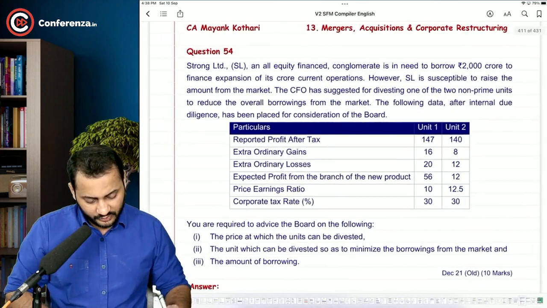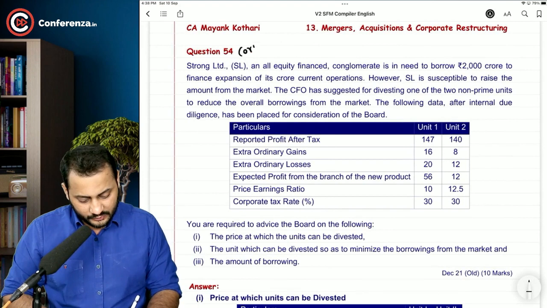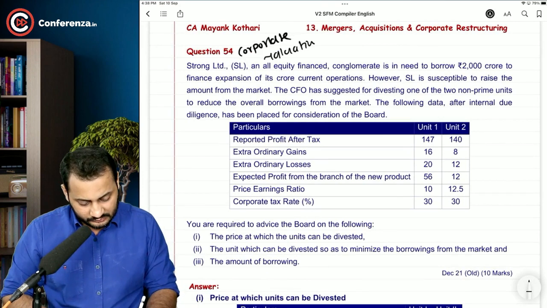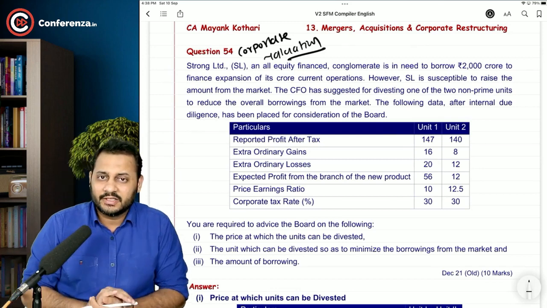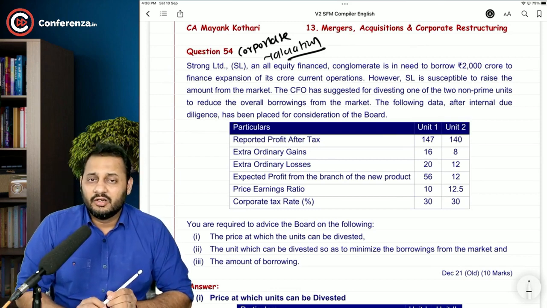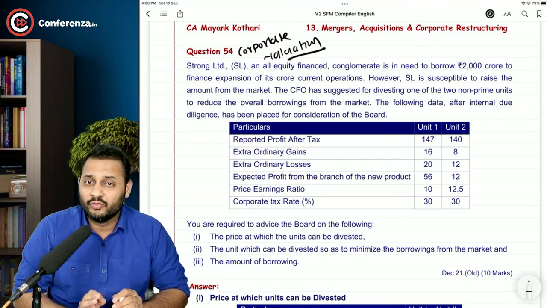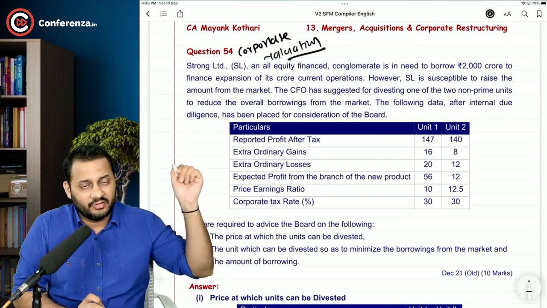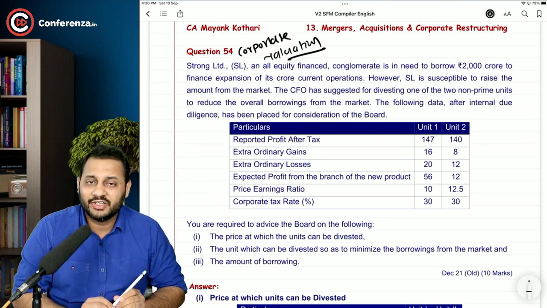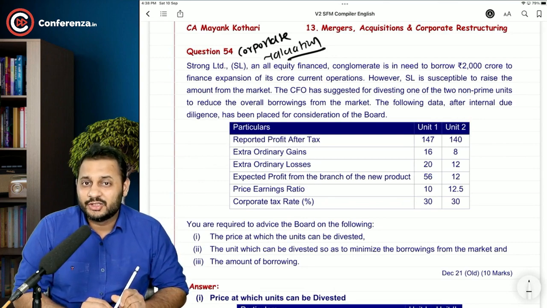Question number 54. See, question number 54 is more of a corporate valuation question. By mistake, we can say we have taken it here. We have seen such questions in the corporate valuation. 3 to 4 questions were there. Once we start reading this question and solving it, you will realize that yes, it's true.